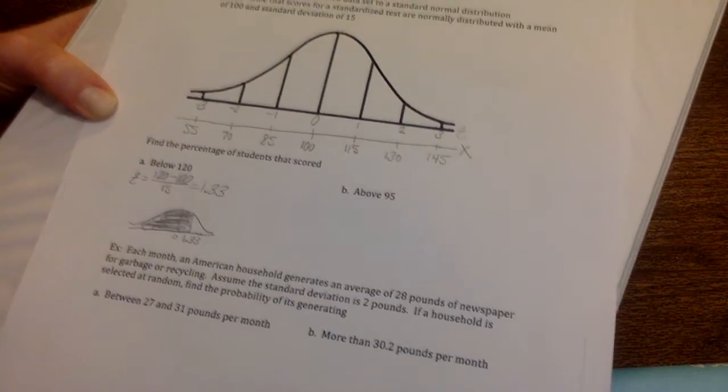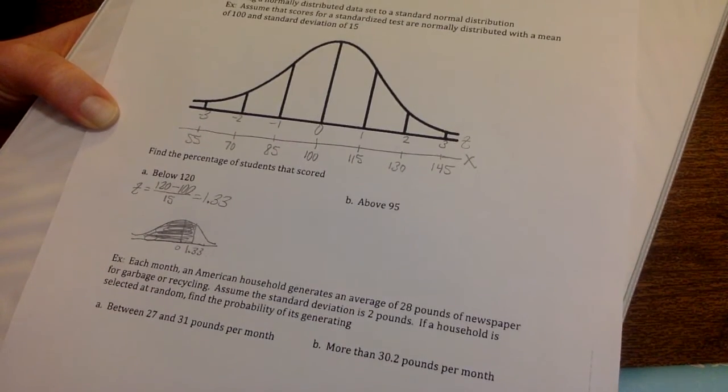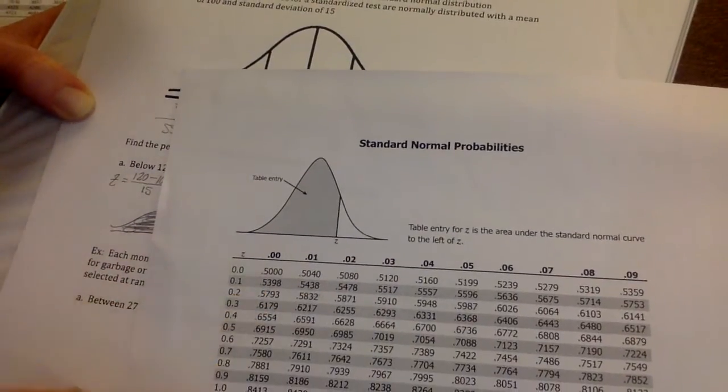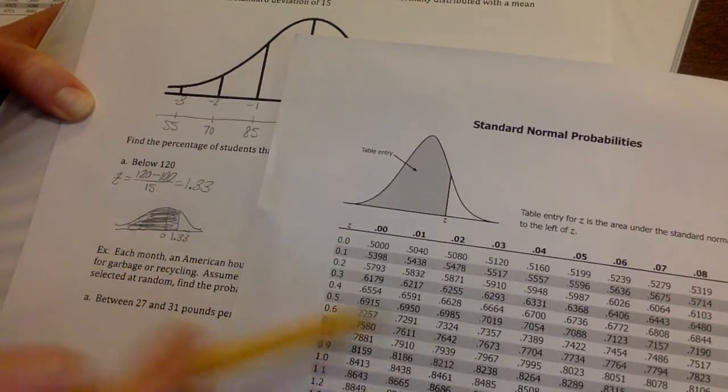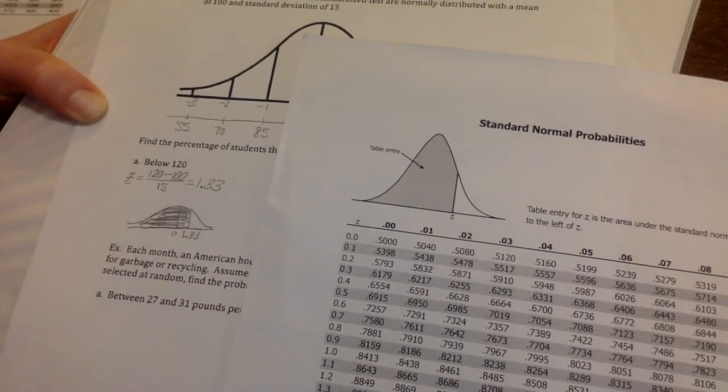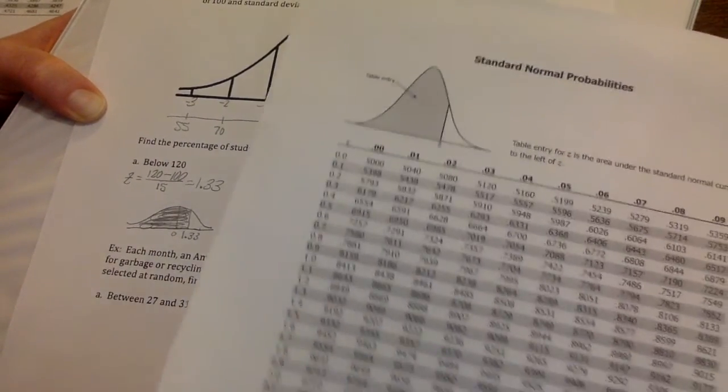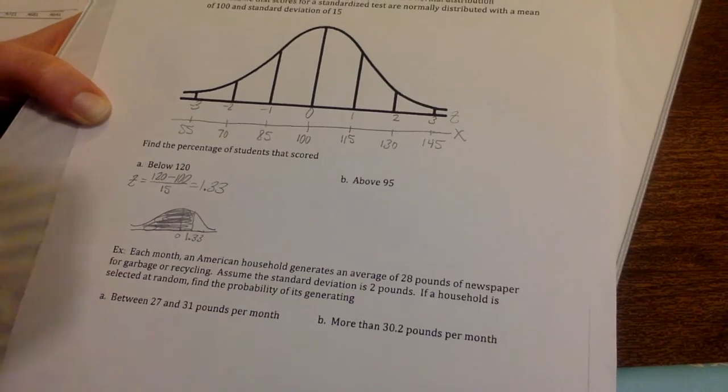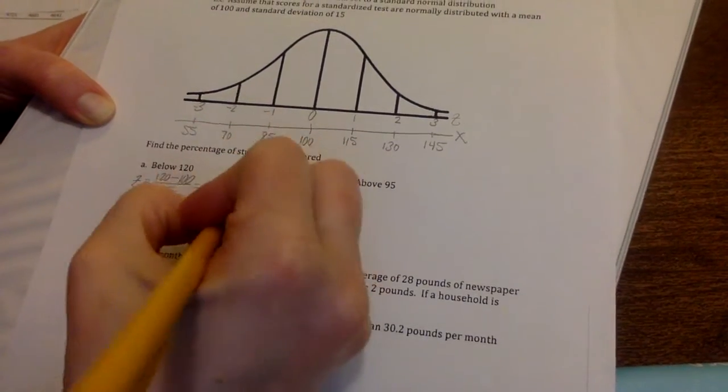This is exactly what you were doing in 6.1. You're going to look at your z-chart, and notice this picture looks like the picture we just drew. Whenever you look up a number in this z-chart, it always gives you the area to the left, or the percent to the left. So when you look up 1.33, you're going to get 90.82.